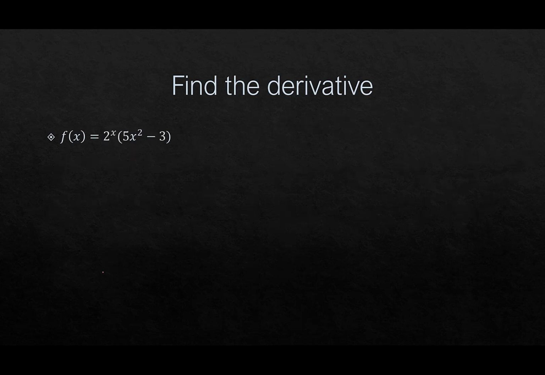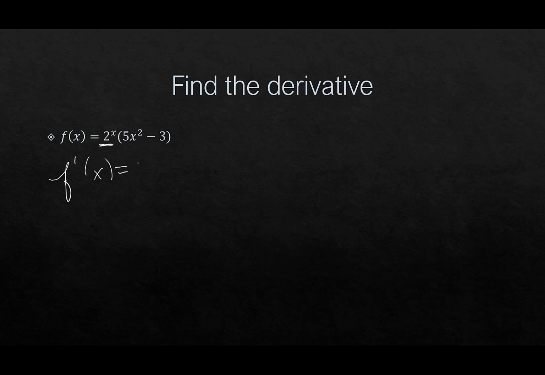Let's try f of x equals 2 to the x times 5x squared minus 3. Notice this is 2 to the power x, it is not 2x. Because it's 2 to the power x, I don't want to distribute, I don't want to do anything except go straight to my product rule.